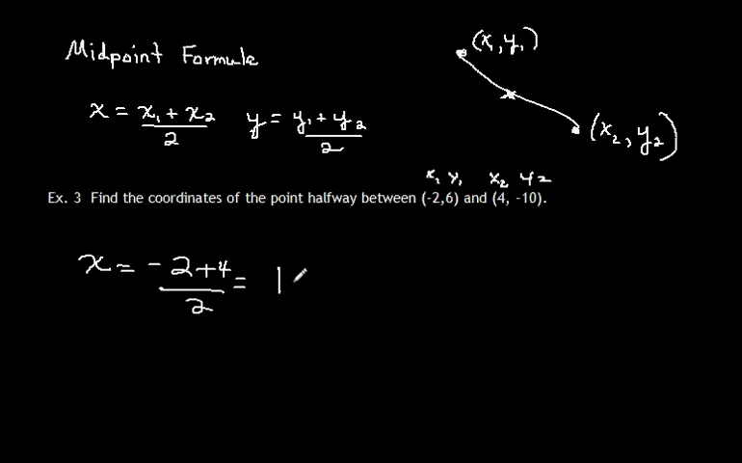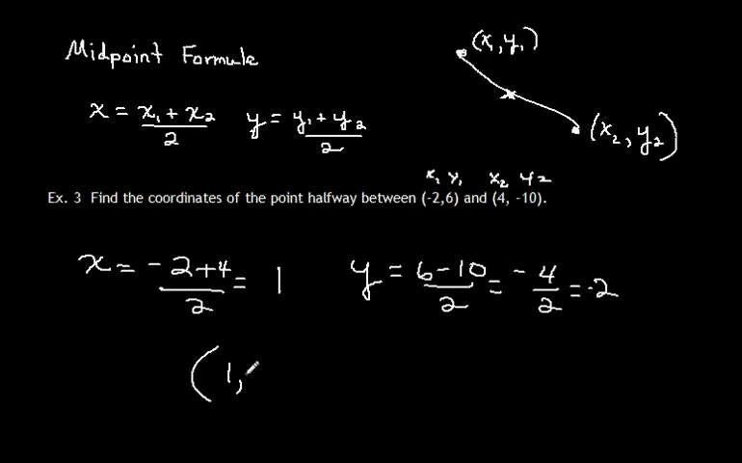And then we find our y-coordinate. Just add your y-coordinates together and divide by 2. I don't want to have a wrong answer here. So your y equals 6 minus 10 divided by 2. So that's negative 4 divided by 2, and so you get negative 2. So the midpoint of the coordinates is going to be 1, negative 2.